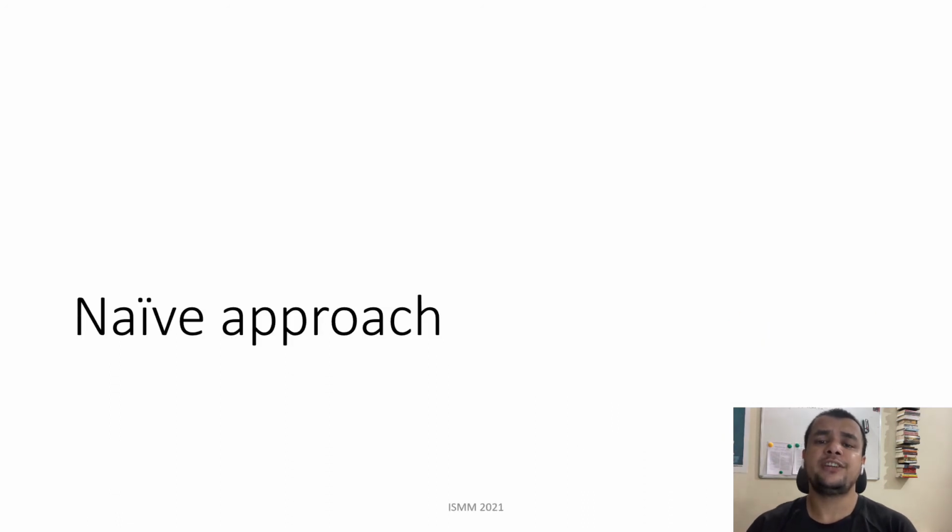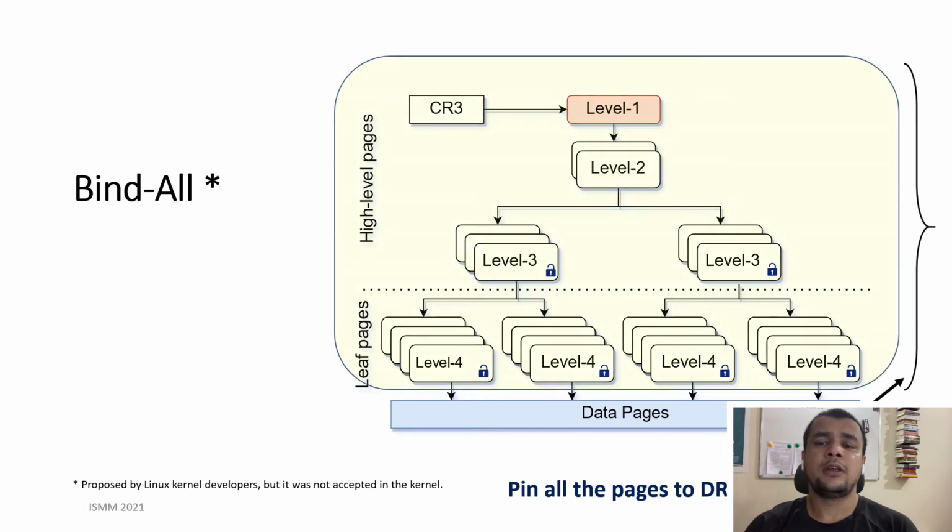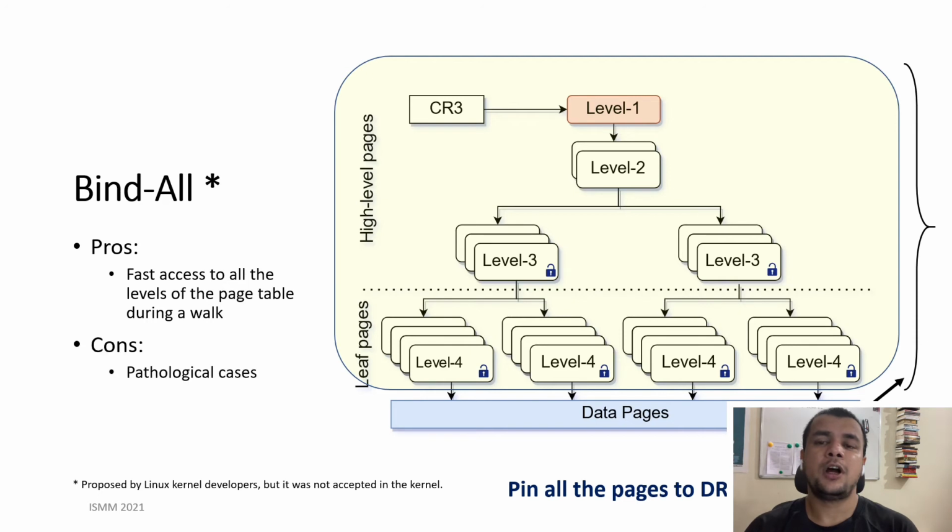Before going to our techniques, we want to discuss a naive solution for the problems mentioned till now. In a simple solution, the complete page table can be pinned or bound to DRAM. This is called a bind-all policy. It ensures that all the page table access happens from DRAM. However, this results in some pathological cases. We will discuss these cases next.